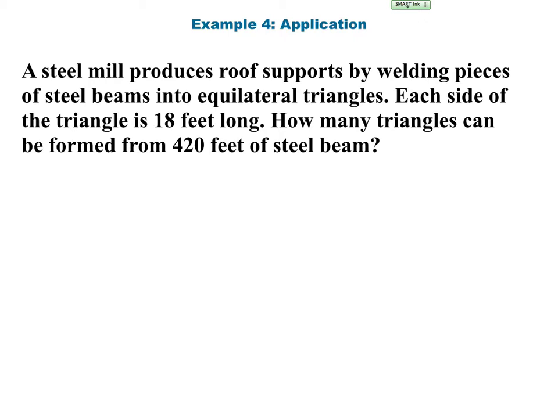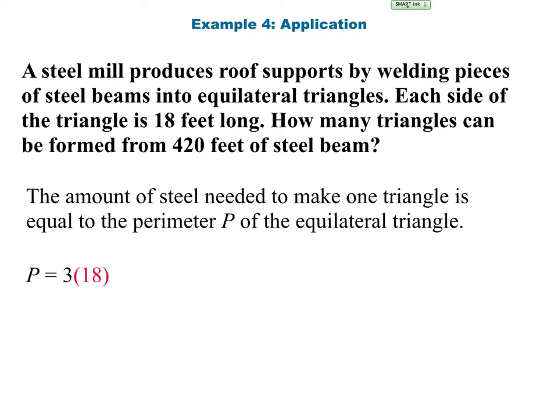What kind of triangle, Grant? Which means? All sides are equal. Correct. How long are the sides? Zach? 18 feet. So how much steel does it take to make one triangle? 54, and you're getting that by 18 plus 18 plus 18, or 18 times 3. Okay. All right, so 54 feet for one triangle. How many triangles can I get out of 420 feet? What do you need to do to figure that out? Yep, 420 divided by 54.